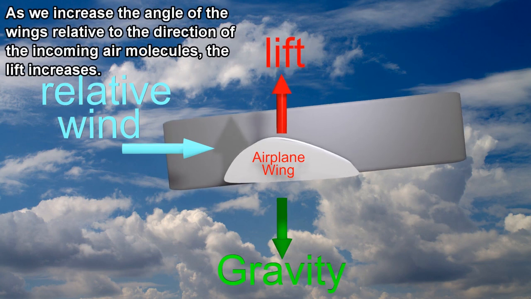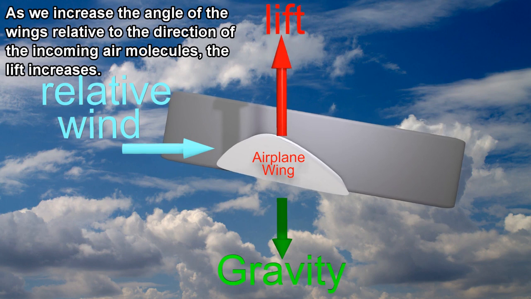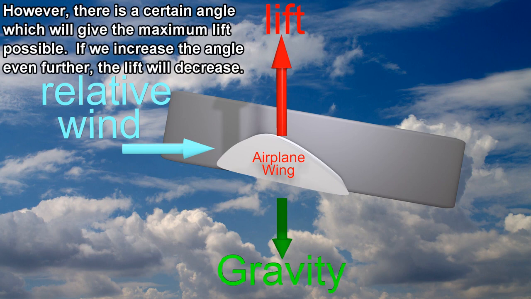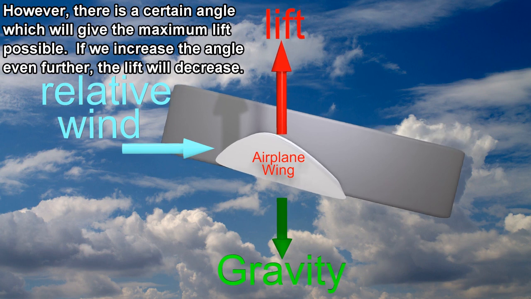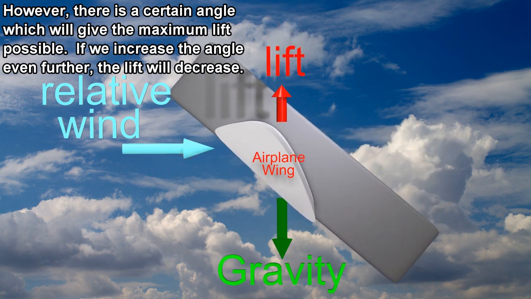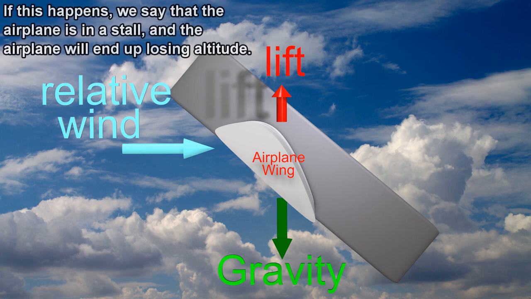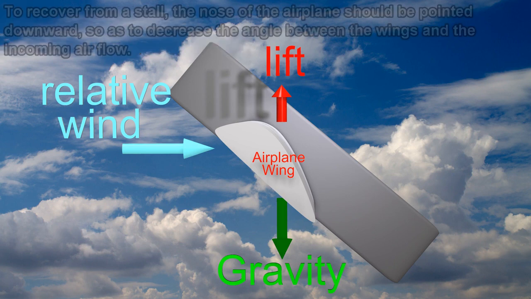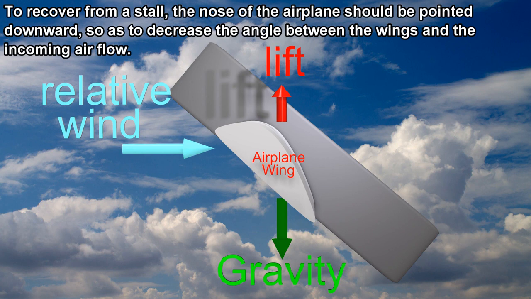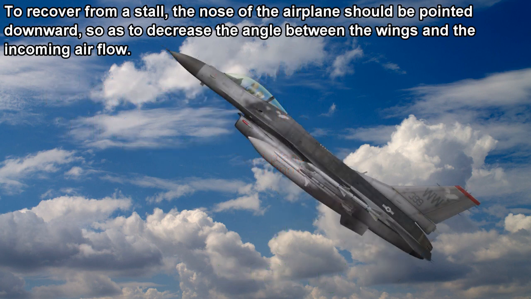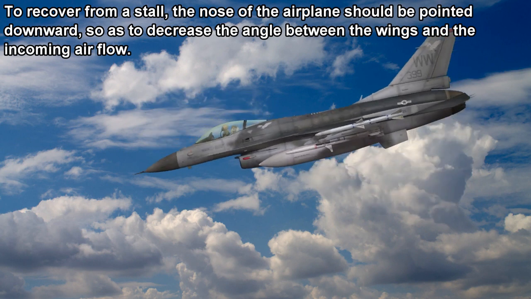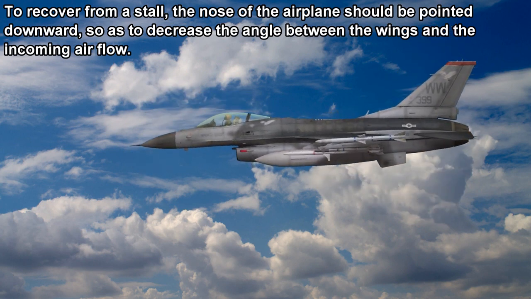As we increase the angle of the wings relative to the direction of the incoming air molecules, the lift increases. However, there is a certain angle which will give the maximum lift possible, and if we increase the angle even further, the lift will decrease. If this happens, the airplane is in a stall, and the airplane will end up losing altitude. To recover from a stall, the nose of the airplane should be pointed downward, so as to decrease the angle between wings and the incoming airflow.